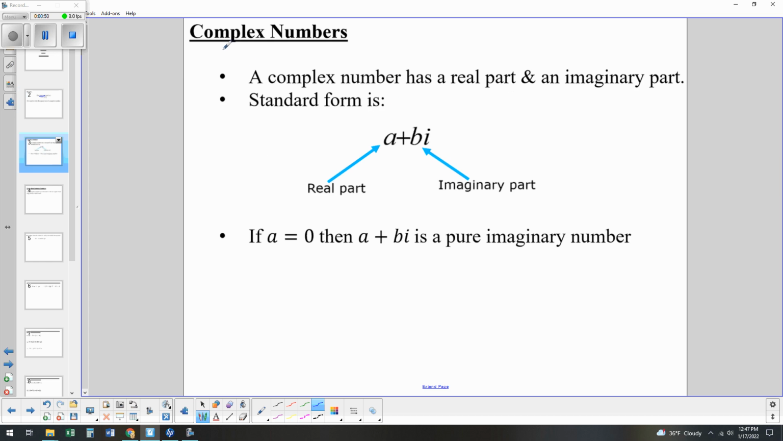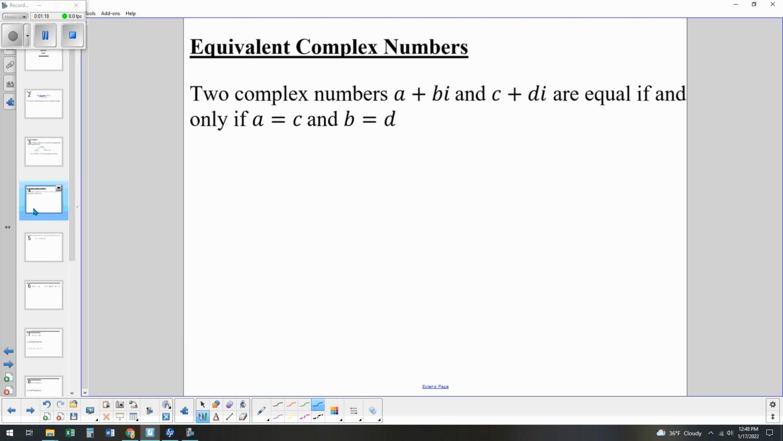A complex number has a real part and an imaginary part. So the standard form of a complex number is a plus bi. So a would represent the real part, and bi would represent the imaginary part. There could be a number in front of the i or something else after the i, but the i part is the imaginary part. So if there is no real part, it's just purely an imaginary number. But as soon as I have something to add to it, it becomes a complex number. So equivalent complex numbers are when the imaginary parts are equal and the real parts are equal.